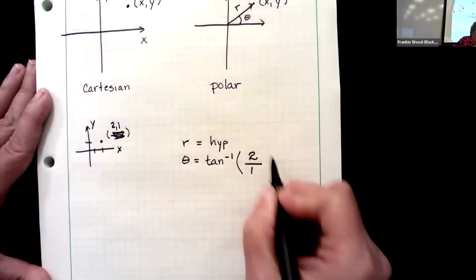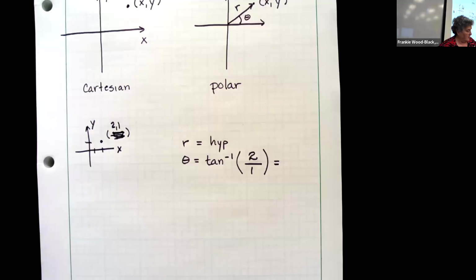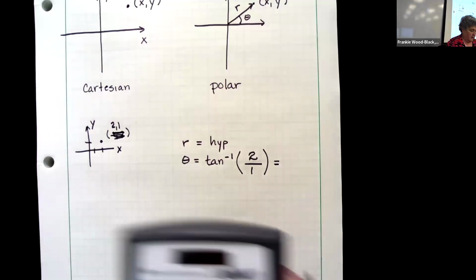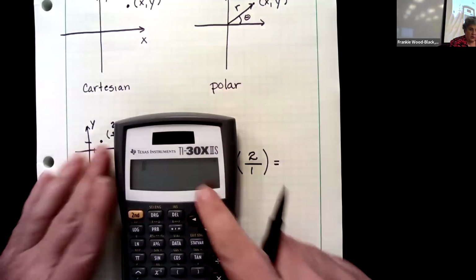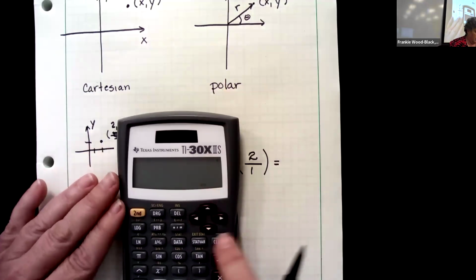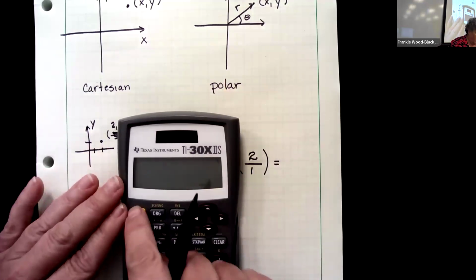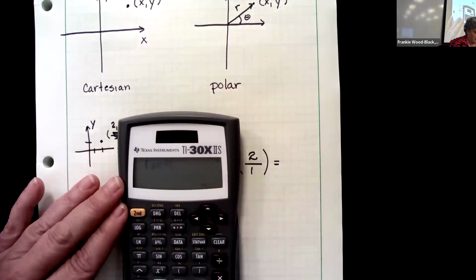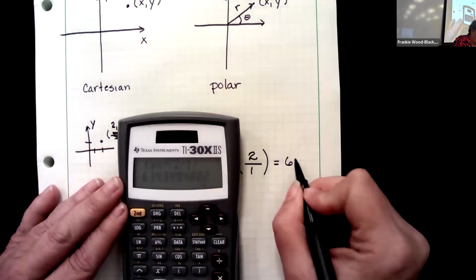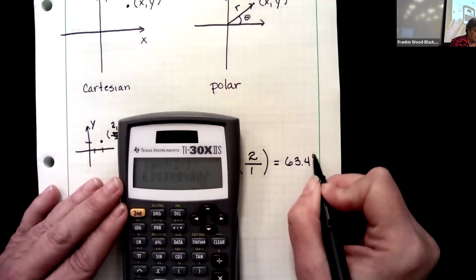My y is 1, and now I can write the angle, and I'm going to actually show it to you on the calculator. You want to make sure you're in degrees on your calculator. And I'm going to do the arc tangent of 2 divided by 1. And it's going to give me an angle of 63.4 degrees.